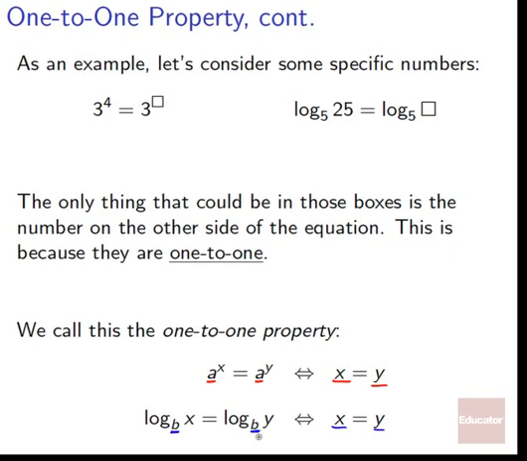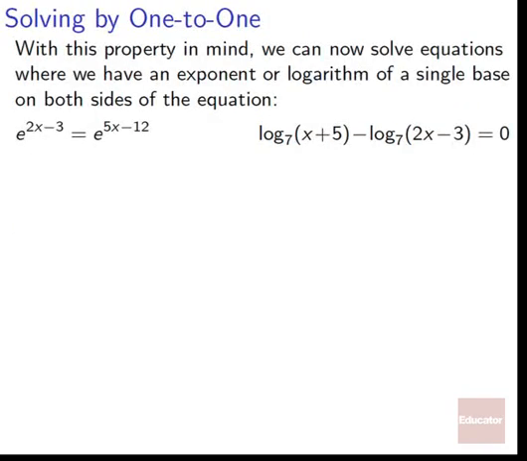We've got the same bases in both of these cases, and that's why we have this one-to-one property kick in. We know that x has to equal y in both of these situations. All right, with this property in mind, we can now solve equations where we have an exponent or logarithm of a single base on both sides of the equation.